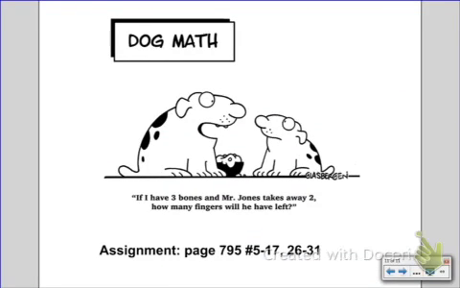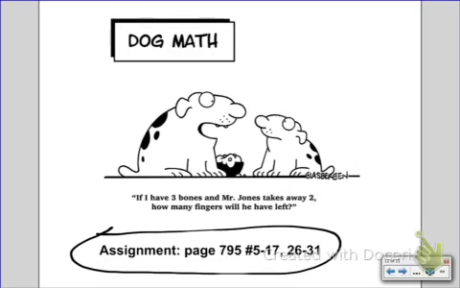Your assignment is page 795, numbers 5 through 17 and 26 through 31.